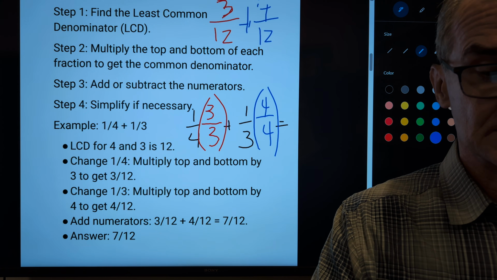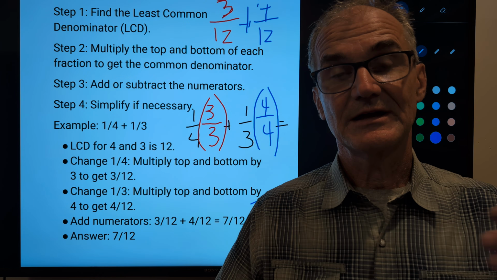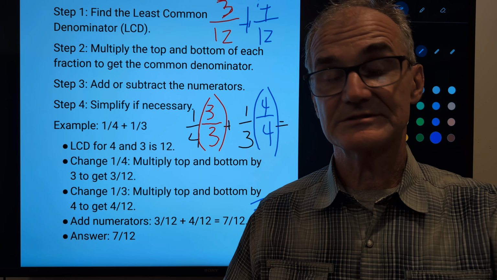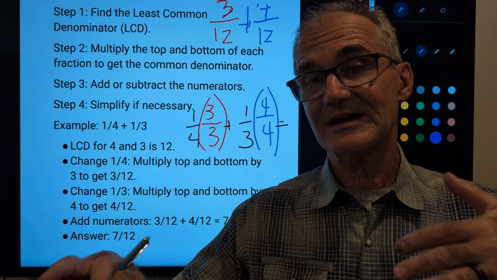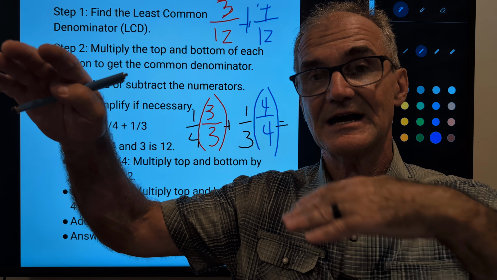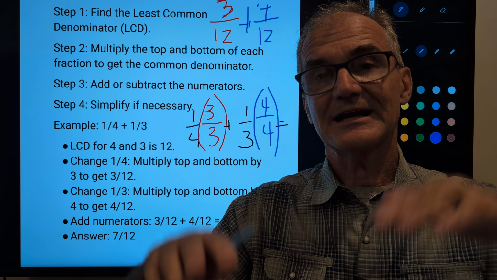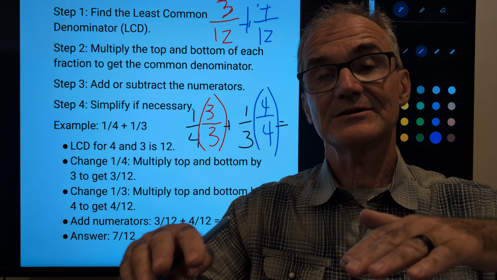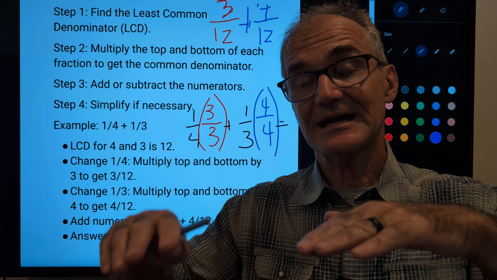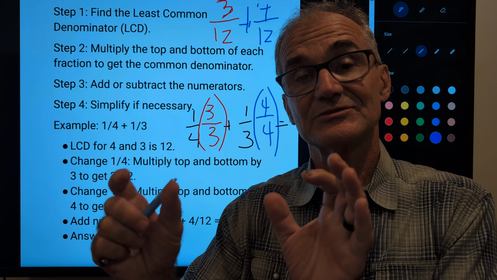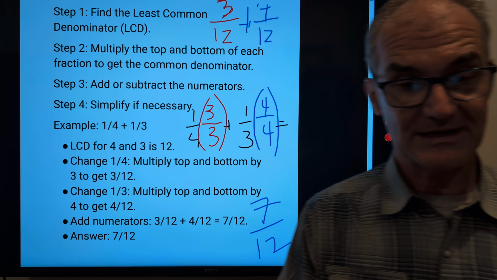Now I just add across the top to get 7, and I keep that common denominator 12. Can I reduce that? No, there's no number that'll go into 7 and 12. I'm all done. So 2 cases. If I have that common denominator, I add across the top, keep the common denominator. If I don't have a common denominator, I got to find my least common denominator, the number that both will go into, convert the fractions into that common denominator by multiplying by factors of 1. Then I add across the top, keep that common denominator the same.